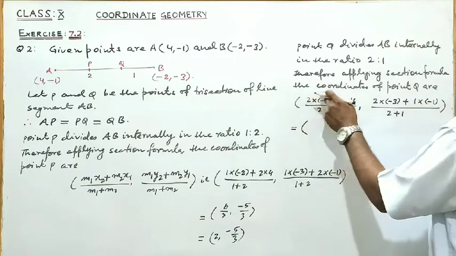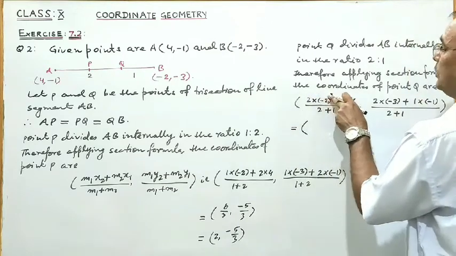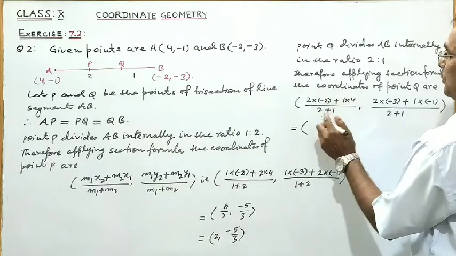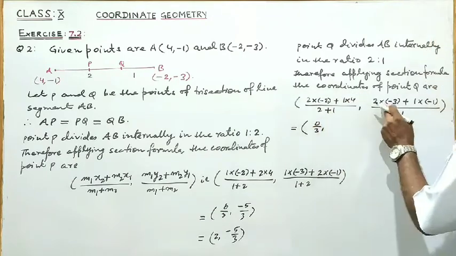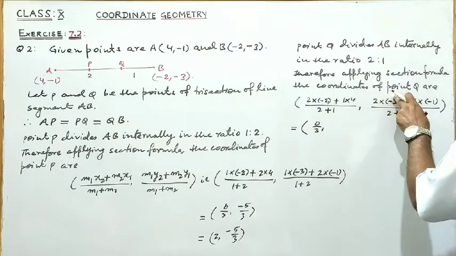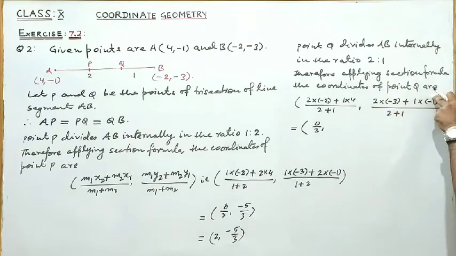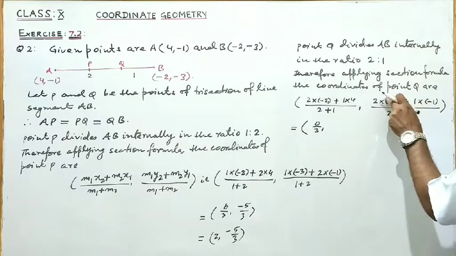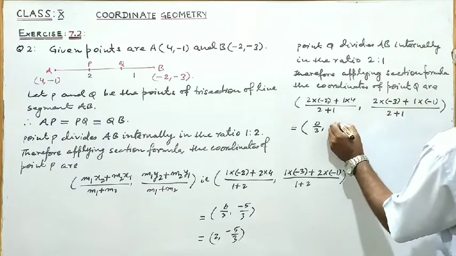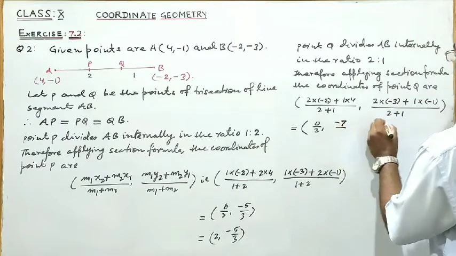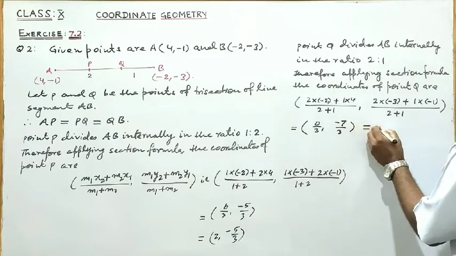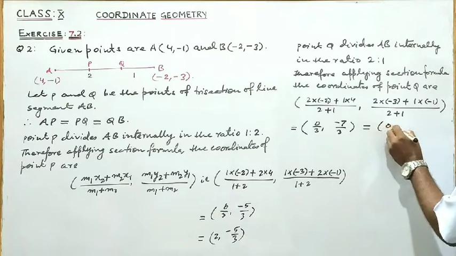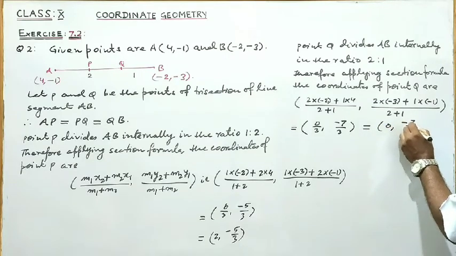2 into -2 is -4, plus 4 is 0, by 3, so 0. 2 into -3 is -6, 1 into -1 is -1, so -6 minus 1 is -7, by 2 plus 1, 3. This is (0, -7/3).